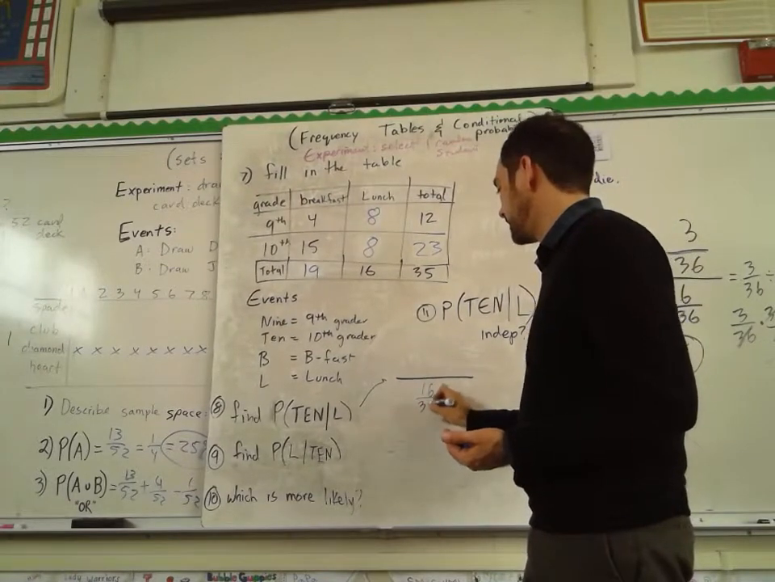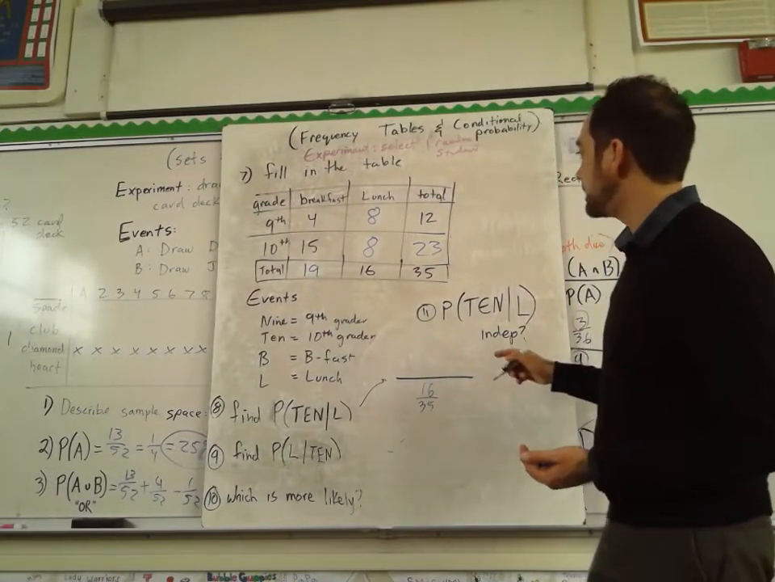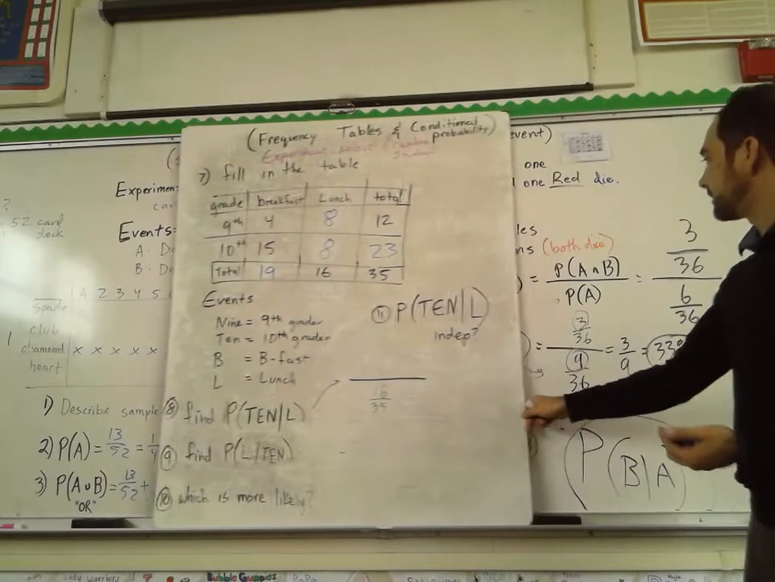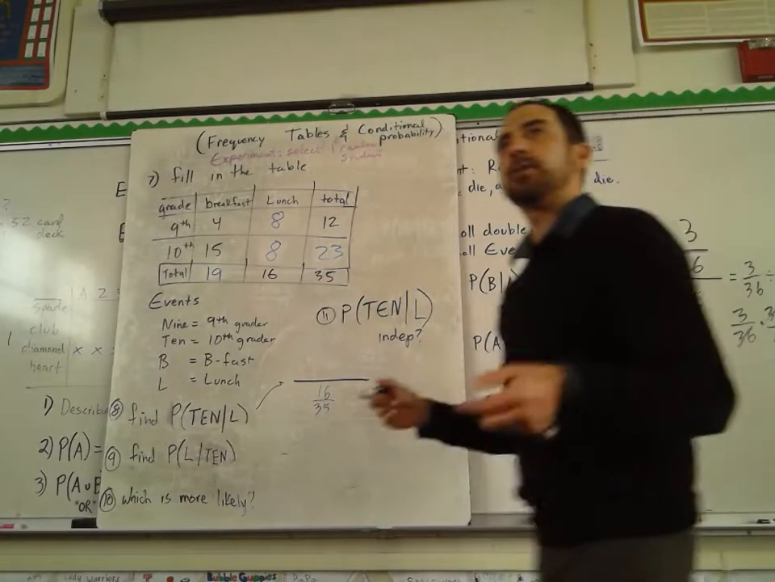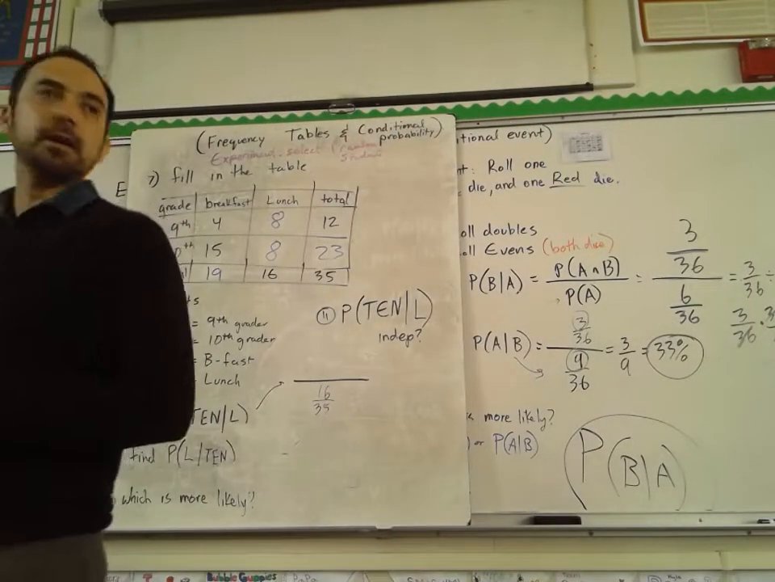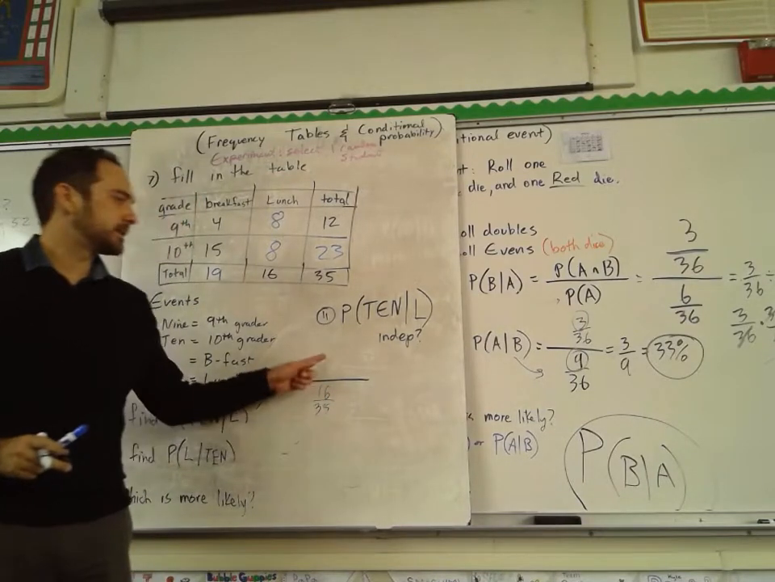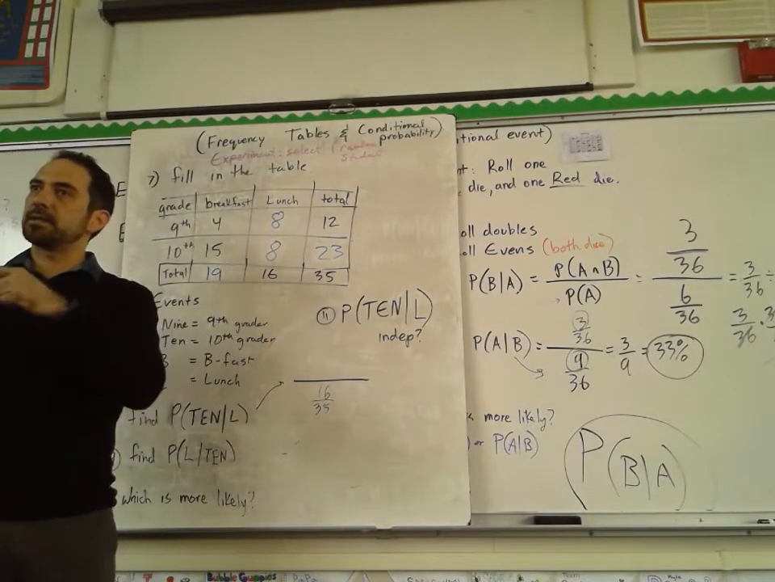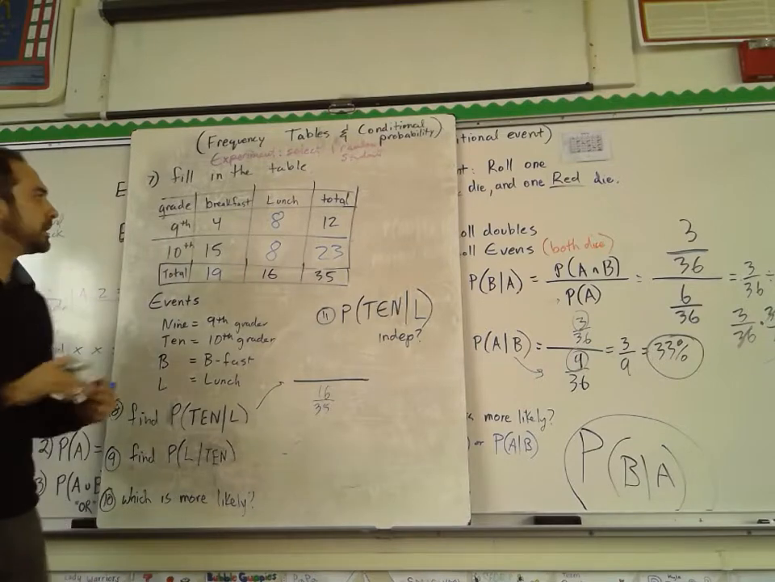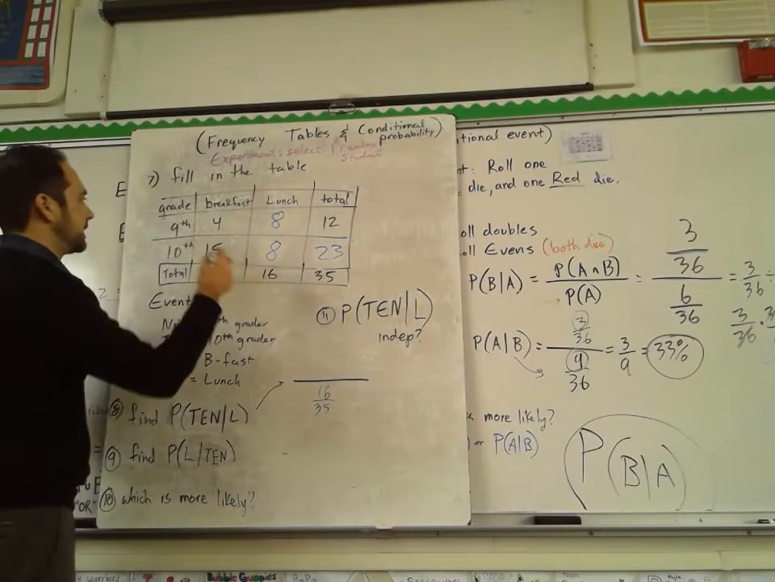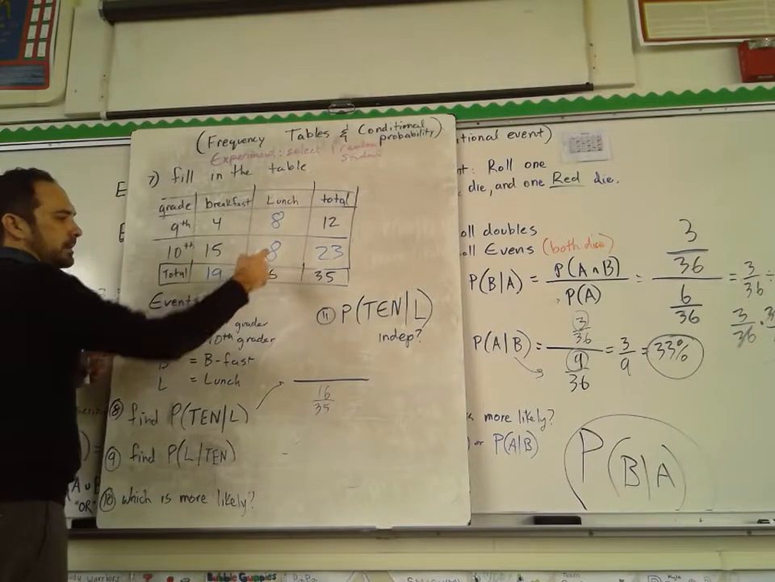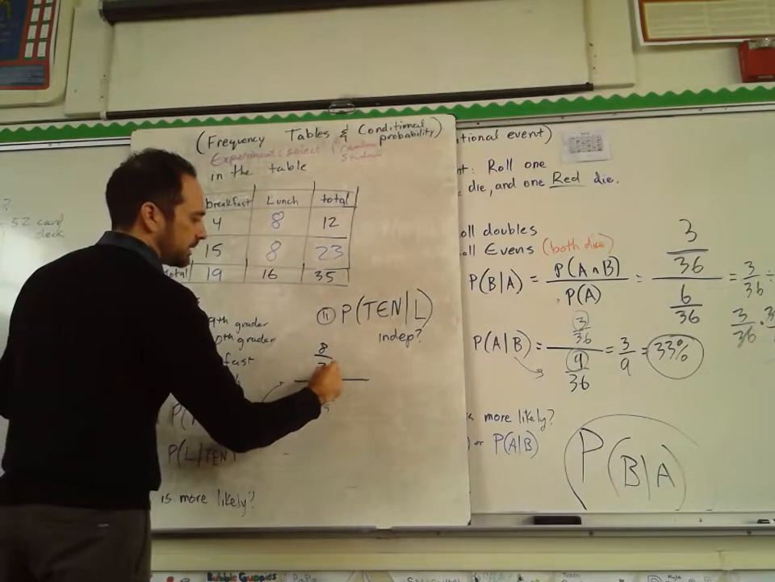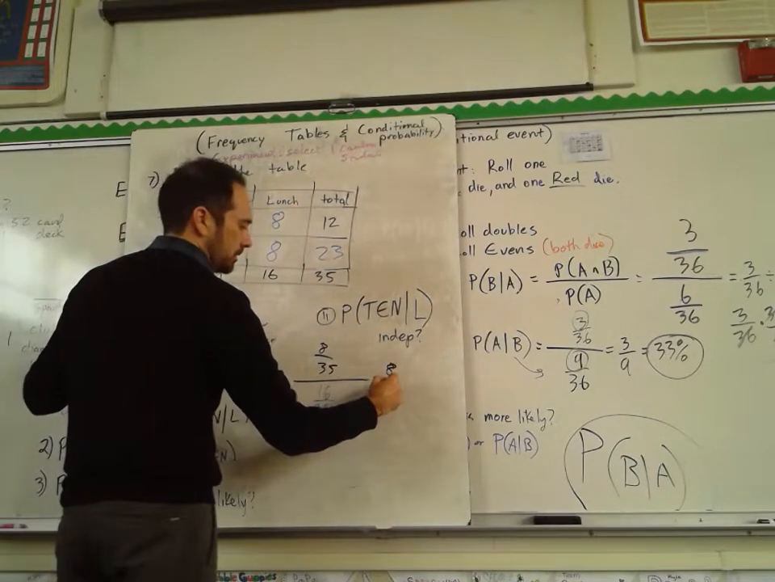On the top, we have the intersection of A and B. If you're not sure where to find this, once you get the bottom, the top is just finding where those things intersect on the table. So we have 10 and L, where 10 and L intersect: 8. 8 out of 35. We get 8 out of 16, 50%.